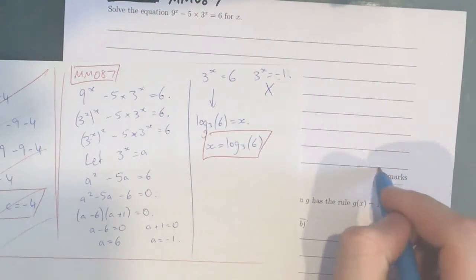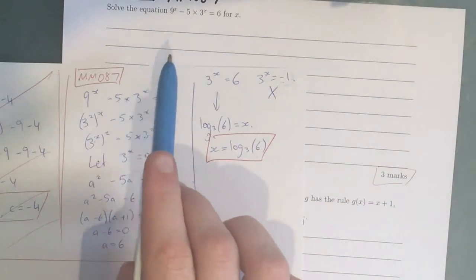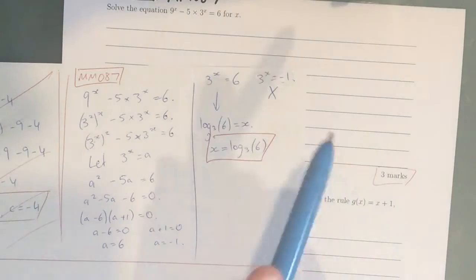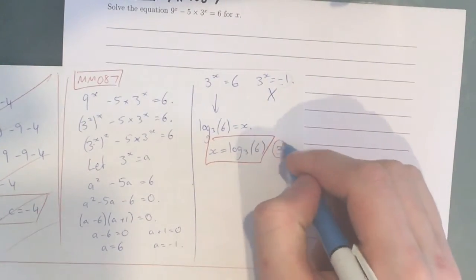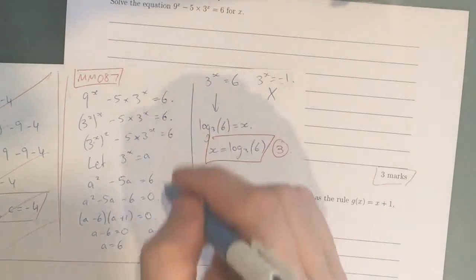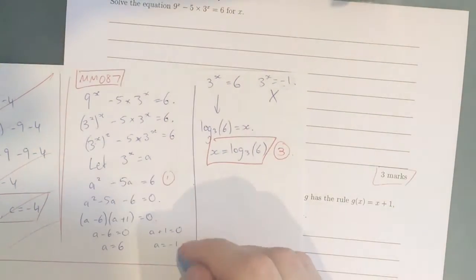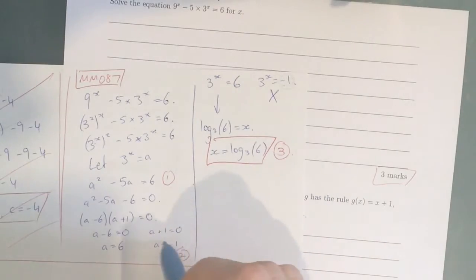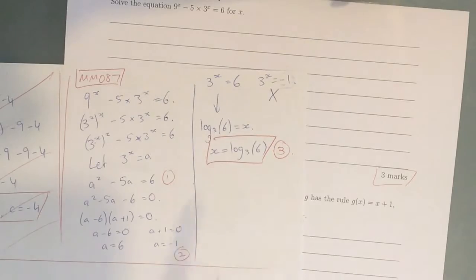So this is a 3-mark question. A question exactly like this was on a VCAA exam and they gave 3 marks. I personally think it's a little generous, but I understand where they're coming from. So this is the 3rd mark. The first mark is to get it in a quadratic form like this. And then the 2nd mark is to actually get a equals 6, a equals negative 1, and then sub that back into there. So yeah, x equals log 3 of 6 is our final answer.